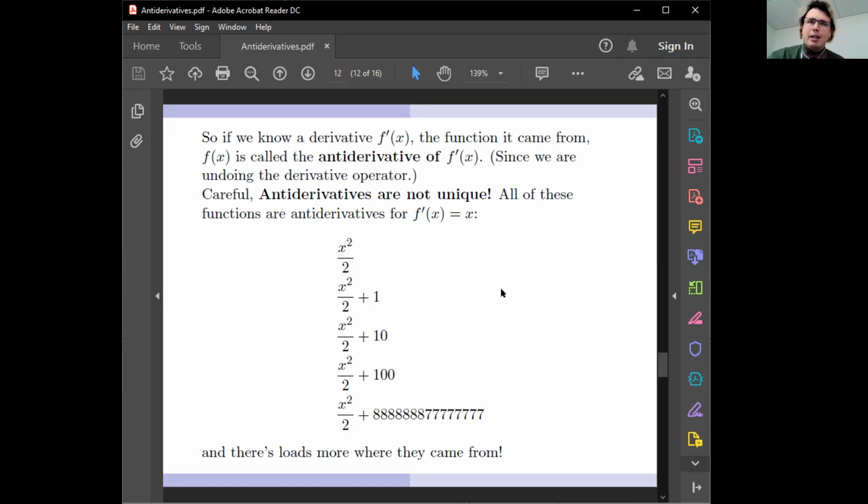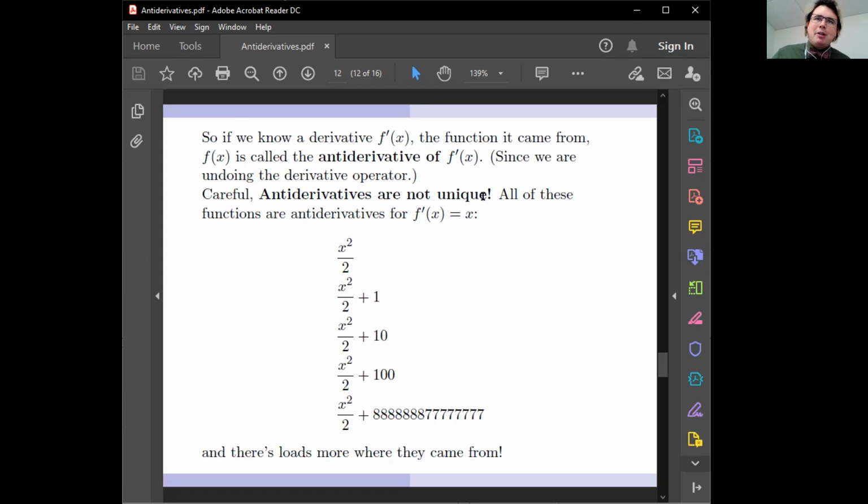Now, I need to be careful here. Derivatives are unique. One function, one derivative. But everything I was just saying in this lecture goes to show that antiderivatives are not unique. If a function has an antiderivative at all, and many do, it will have infinitely many antiderivatives. All of them are differing by some constant.